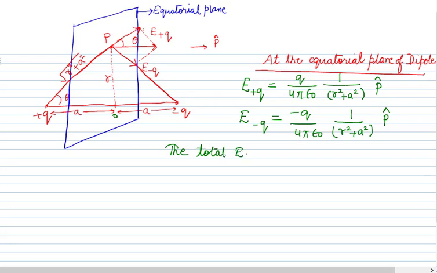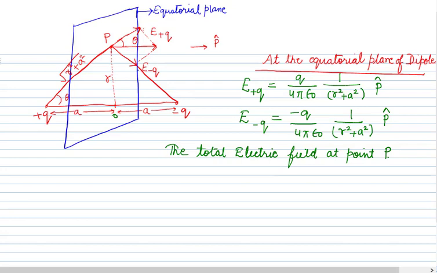So the total electric field E will be the sum of these two electric fields at a point P. If you can see, the electric field due to plus q is along this direction. This is shown as E plus q. It is going from point P in the upward direction. And the electric field due to minus q is along the direction of minus q. From P, it goes towards the direction of charge minus q. So this is E plus q and this is E minus q.